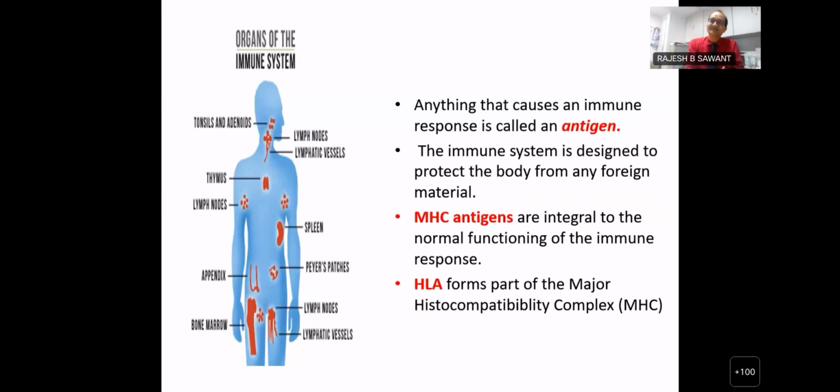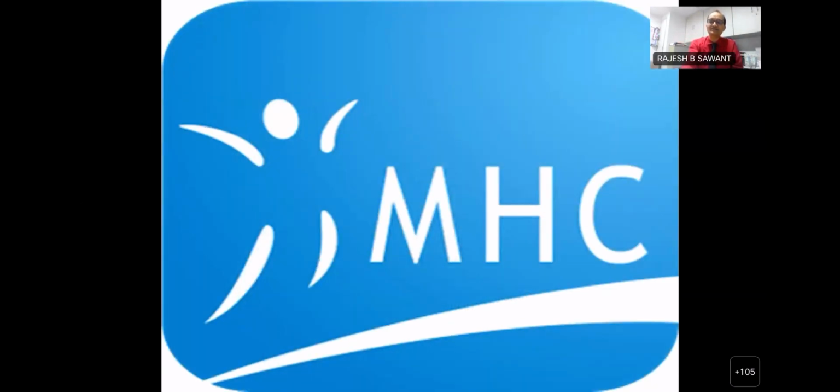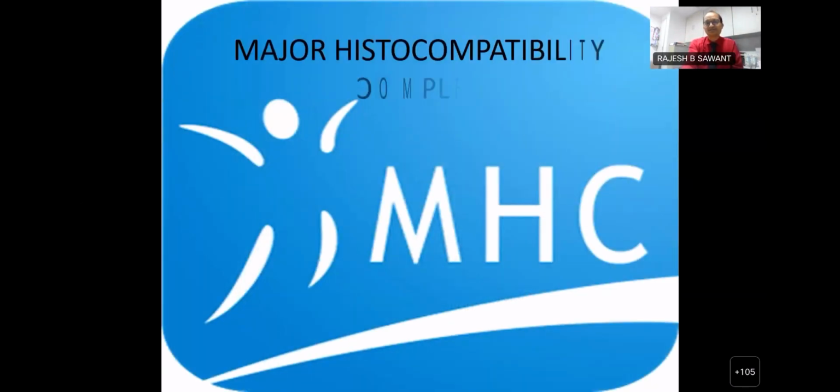Right. So here we are going to focus mainly on understanding the major histocompatibility antigens. A better way of understanding the HLA, or the human leukocyte antigen, or the better terminology today, is MHC, major histocompatibility antigens. And these major histocompatibility antigens are integral to the normal functioning of the immune system, right? And HLA is, of course, as I said, a part of the major histocompatibility antigen.